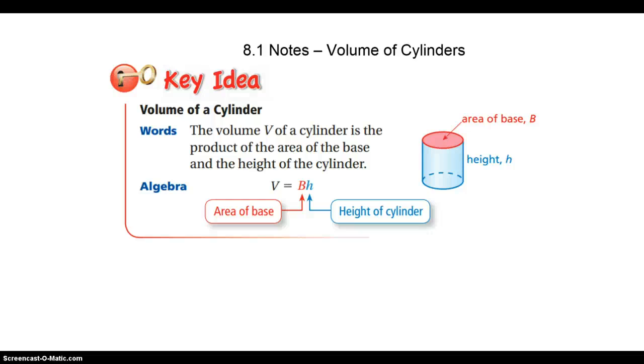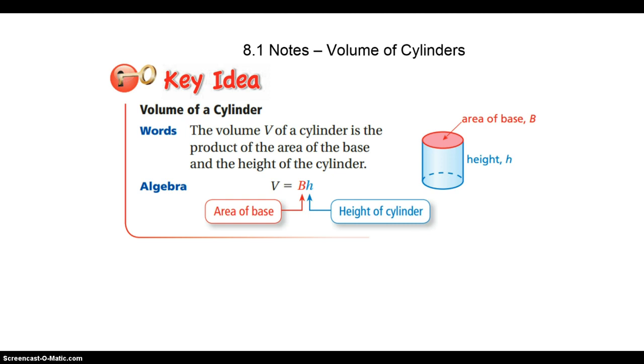All right, this is 8.1 notes. We are talking about volumes of cylinders. This whole chapter 8 is about volume and also similar solids. So we're going to talk about volumes of cylinders, cones, spheres, and then surface area and volume in section 4. But today we're focusing on cylinders.